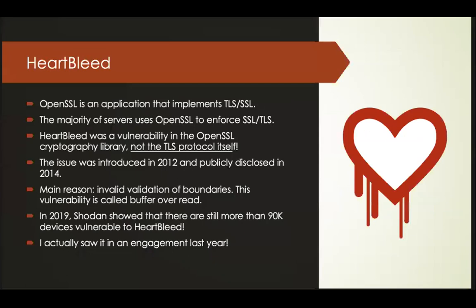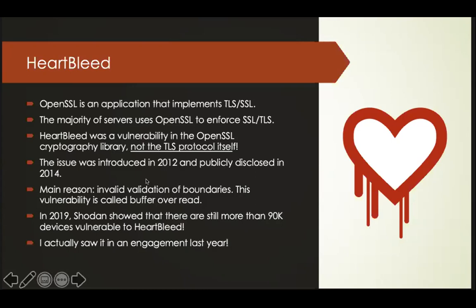Okay, so we've mentioned Heartbleed briefly at the start of the presentation, but we didn't really talk about it then. Okay, so before we do that, let's explain something very important, okay? OpenSSL is an application that implements TLS or SSL. The majority of servers worldwide uses OpenSSL to enforce SSL or TLS, okay? Heartbleed was a vulnerability in the OpenSSL cryptography library, so not the TLS protocol itself. So it is not related to the protocol itself. It's just an issue that happened with one of the libraries that OpenSSL had, okay?